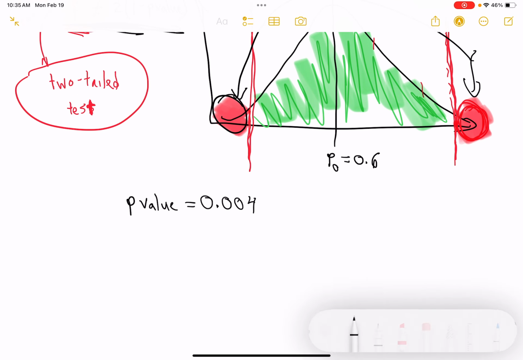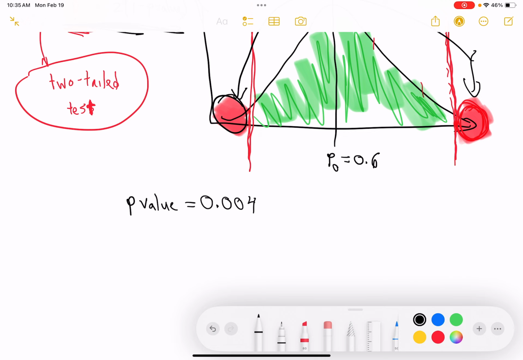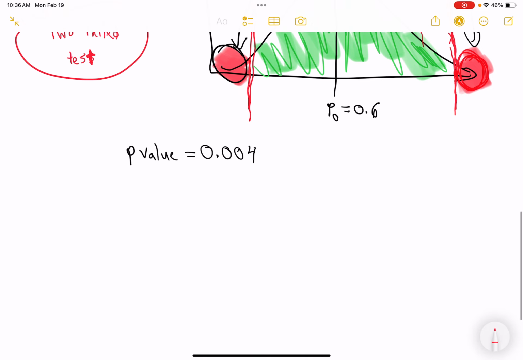There's one last step. You are in the final home stretch. The last step that you must follow is, in any problem, I didn't write it in this problem, but for any problem, I will give you a significance level.